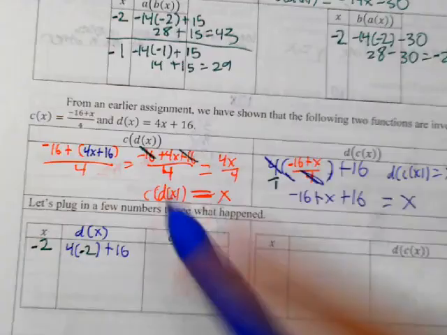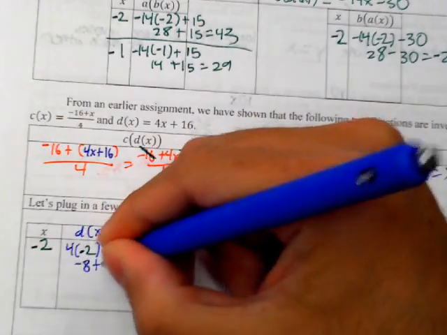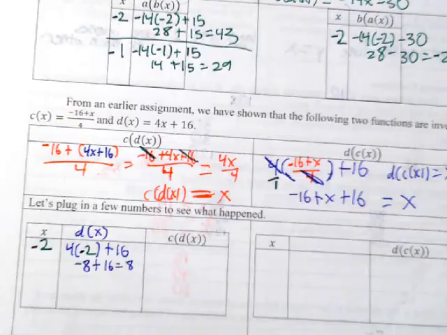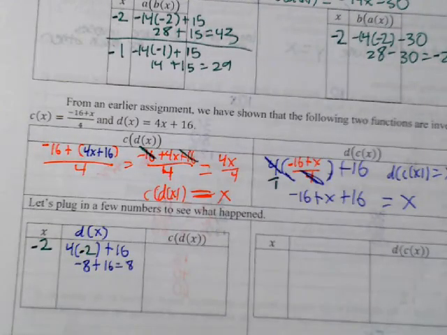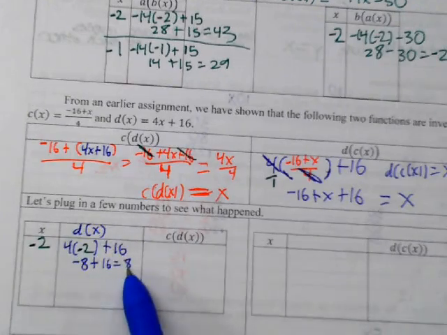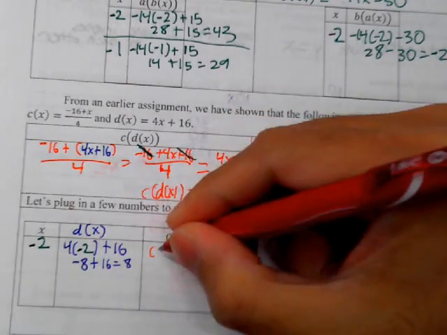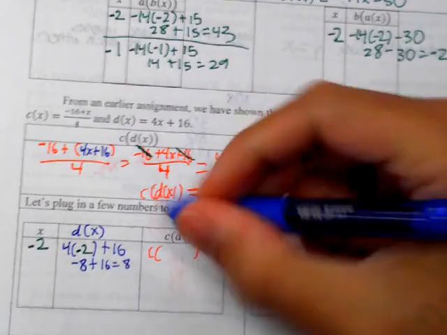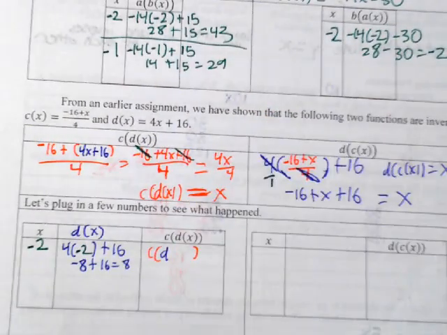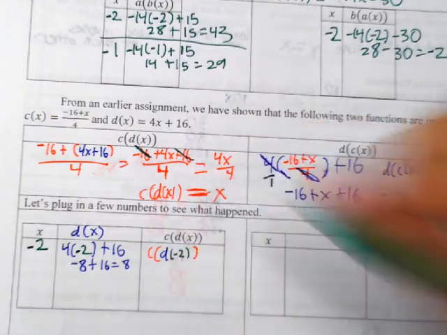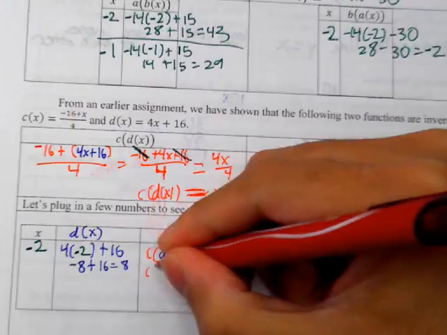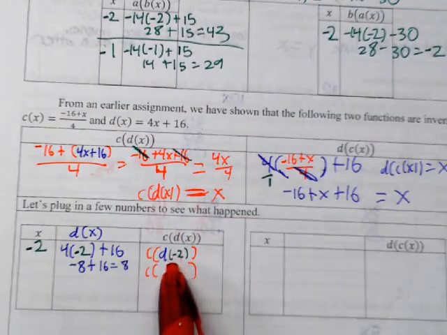Okay, so the output of d of x is 8, right? So in order to do c of d of negative 2, we've already calculated the inside. I already know that d of negative 2 becomes positive 8. Now let's calculate the outer function, c of positive 8.